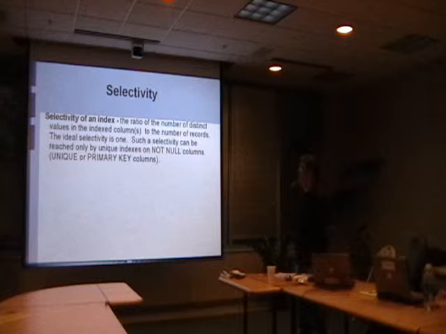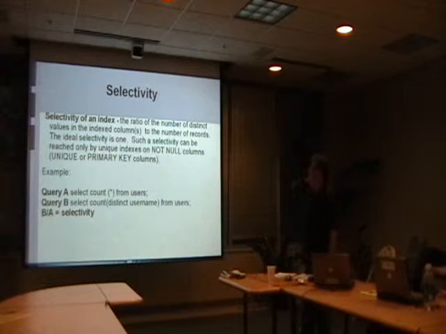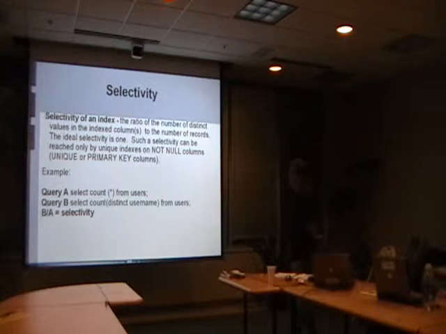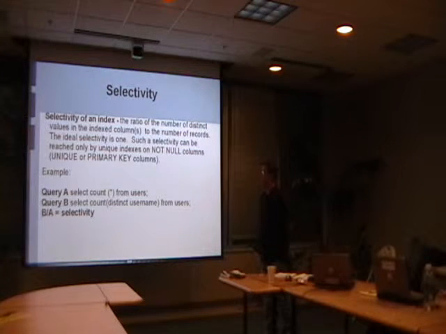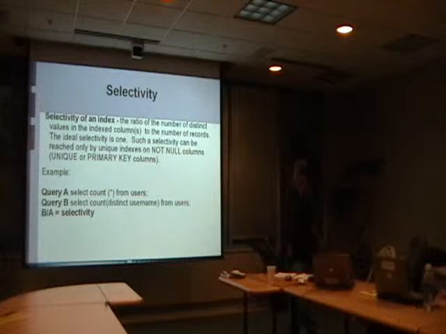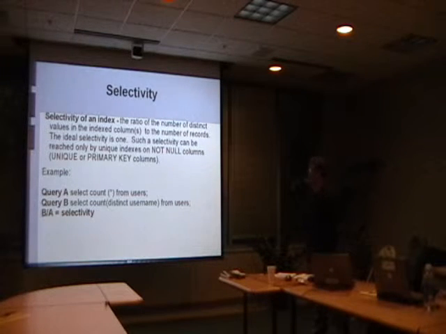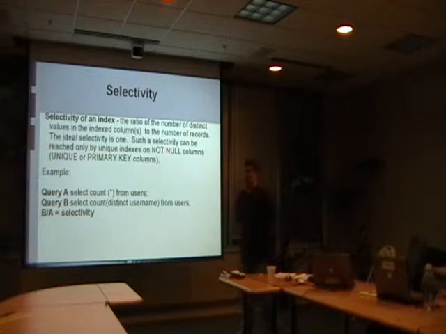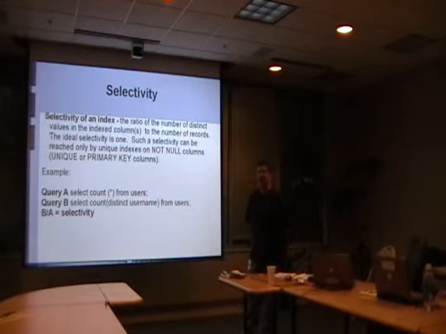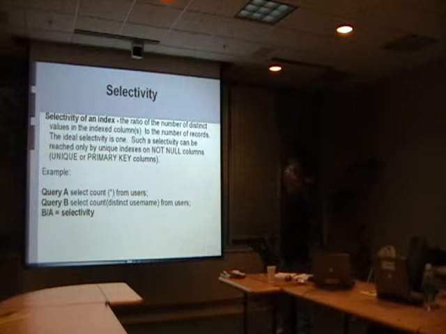First of all, the ideal selectivity is 1. Such a selectivity can only be reached by unique indexes on a not null column, which would be a primary key, or a unique key that's specified as not null. So, as an example, we're going to take a look at usernames. We've got an index on the username column, okay? It's in the users table.